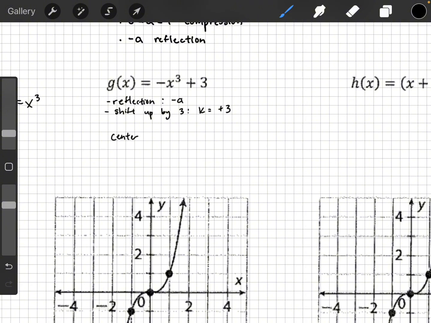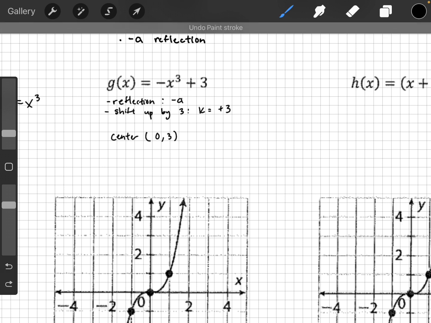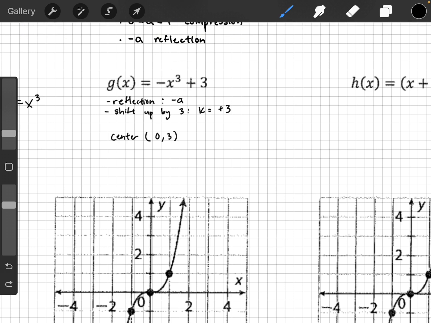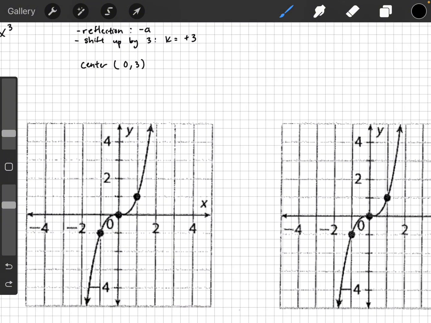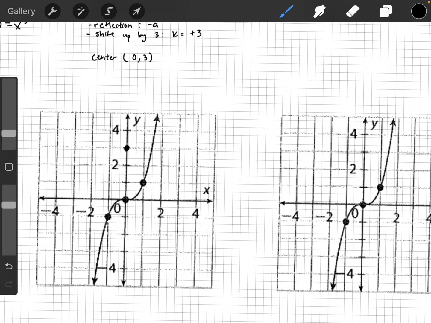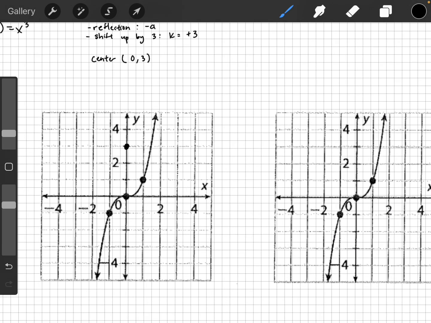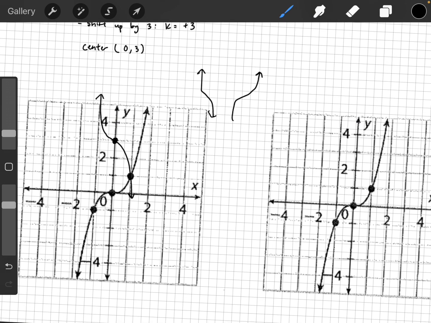We can write our center as 0, 3, because there's no h value, and we know that our k is equal to 3. So we'll write our center at 0, 3, right here. And because there's a reflection, it's going to go this way. So it's moving sort of in the reverse, where the original looks like this.